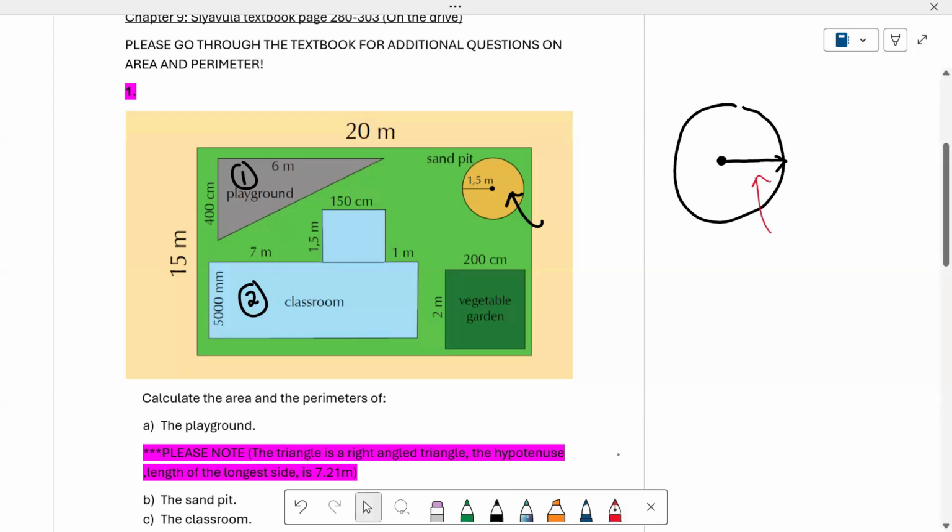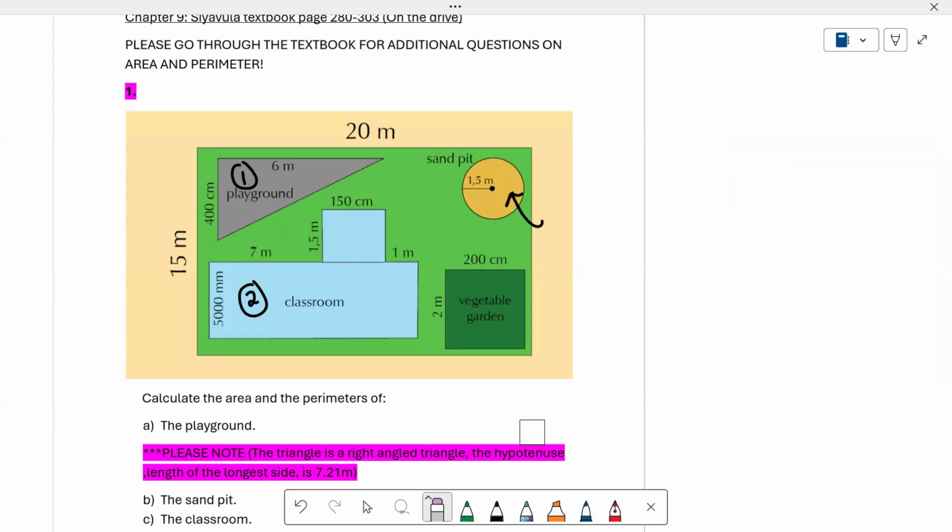Ladies, this line, from the center to the outer part of our circle, it's called the radius. But if I had the line from the outer part of the circle going through the center, going to the other outer part, what do I call that blue line? The diameter. So in the case of the sandpit, are we given the radius or the diameter? The radius.